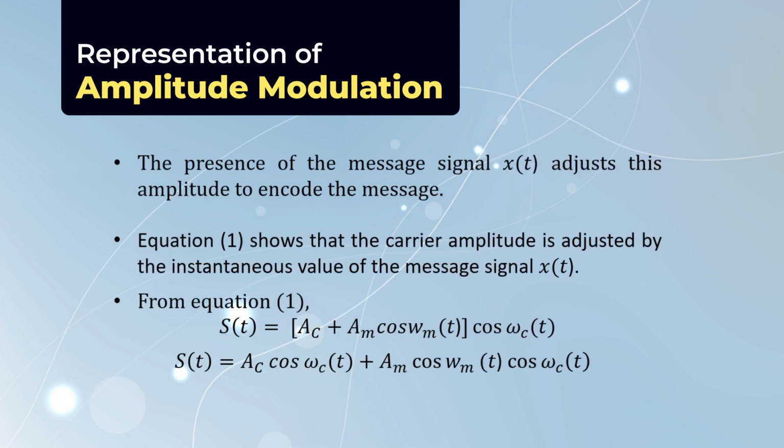The presence of message signal x(t) in the amplitude modulation adjusts this amplitude to encode the message. Equation 1 shows that the carrier amplitude is adjusted by the instantaneous value of the message signal x(t). Then from equation 1, we can write s(t) = (Ac + Am cos(ωm t)) multiplied by cos(ωc t), which can also be written as s(t) = Ac cos(ωc t) + Am cos(ωm t) cos(ωc t).